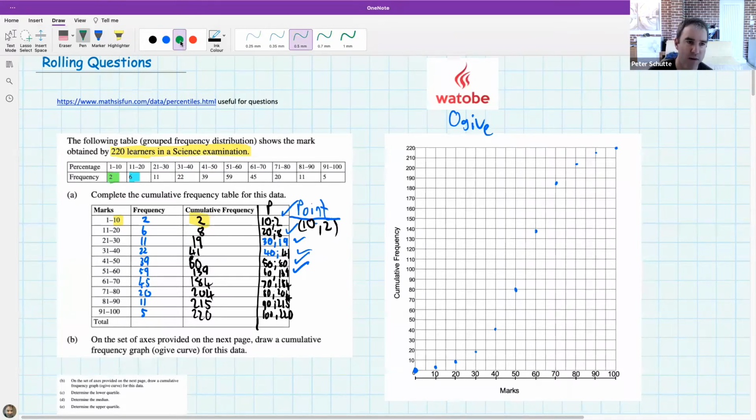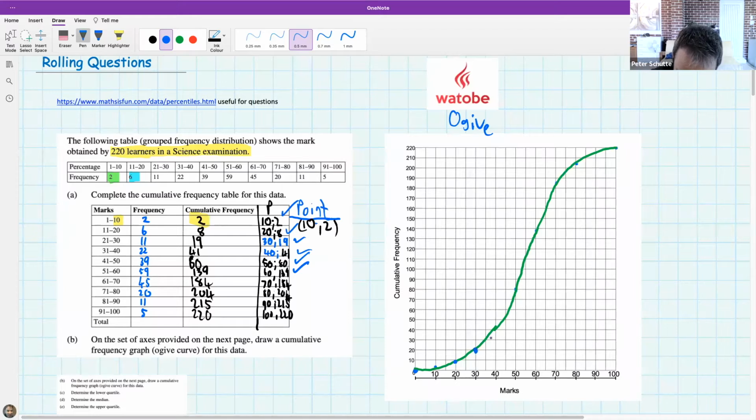But when we draw it, when we connect these points up, we're actually going, oh, I missed the 1 point there a little bit. Because I'm digital land, I'll give myself a little bit of leeway. Okay, so that is what your ogive should look like.